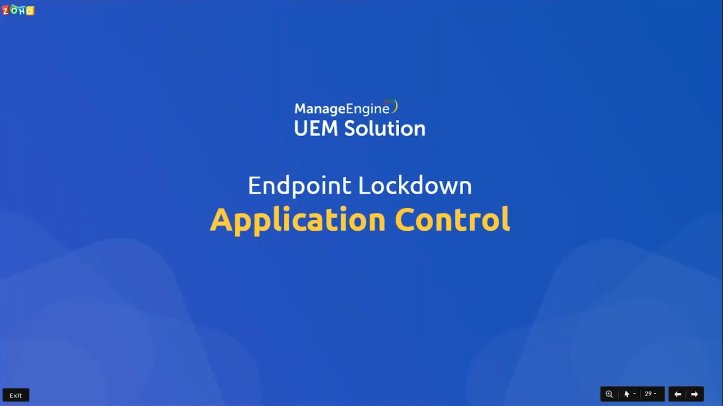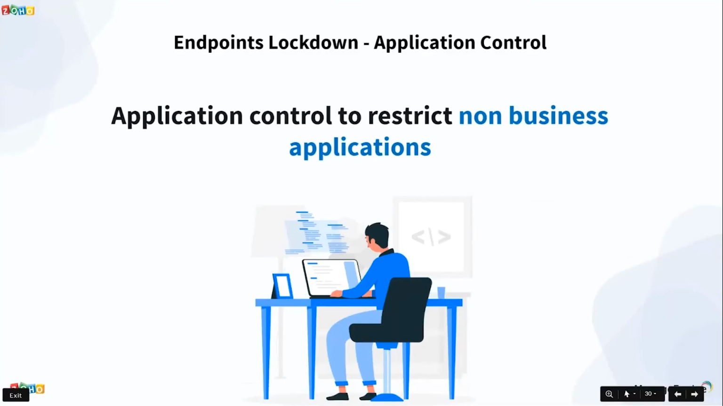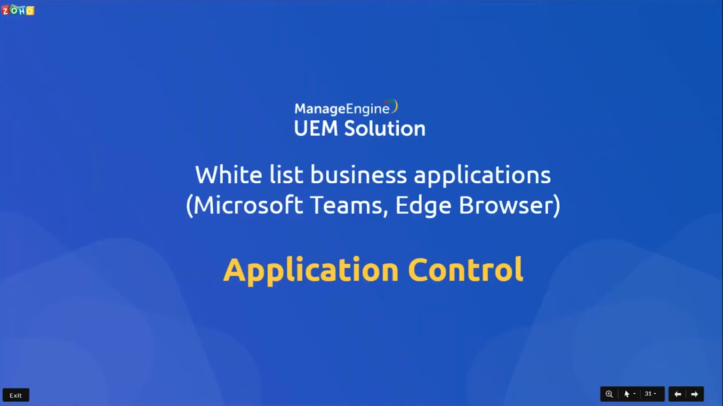The next endpoint lockdown solution is Application Control Plus. The Application Control solution from ManageEngine is a virtual checkpoint for all applications with a built-in privilege manager. With this application control software, you can whitelist and blacklist non-business applications, and you can have the principle of least privilege. This application control solution helps you restrict non-business applications. You can whitelist business applications using this solution.